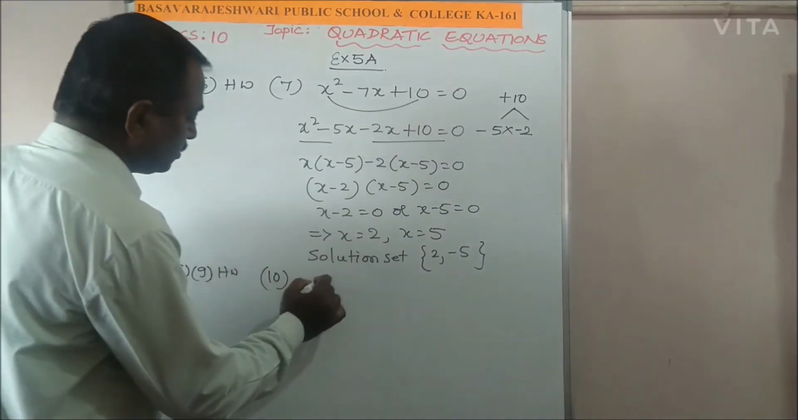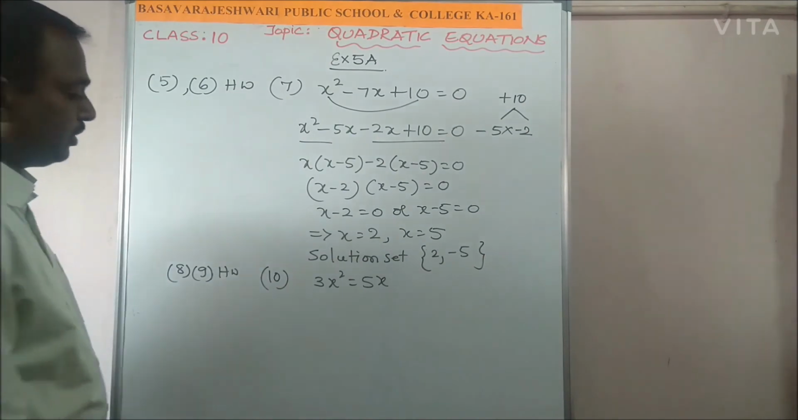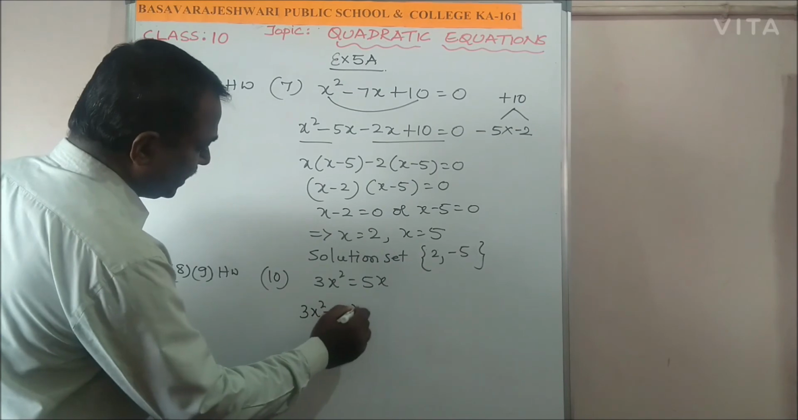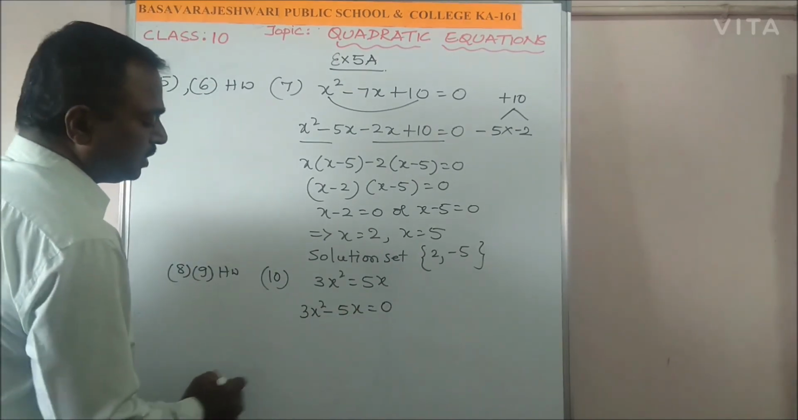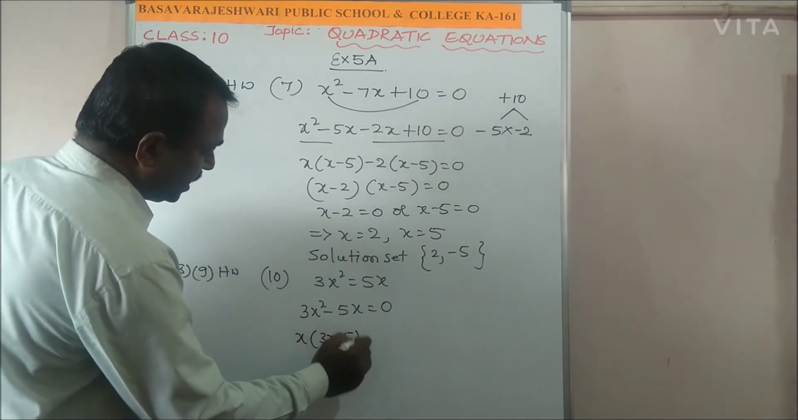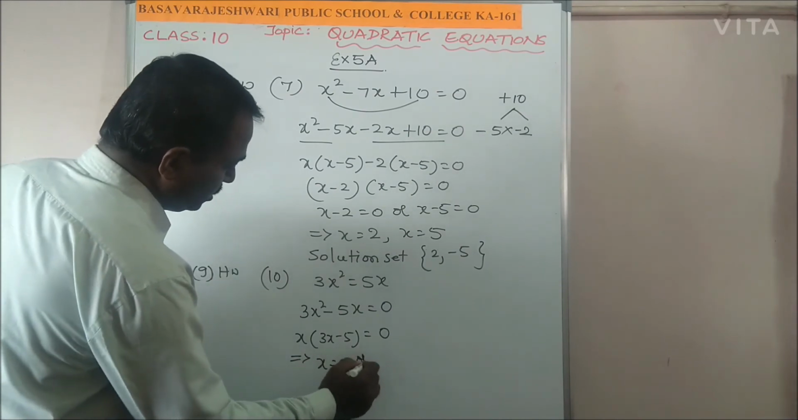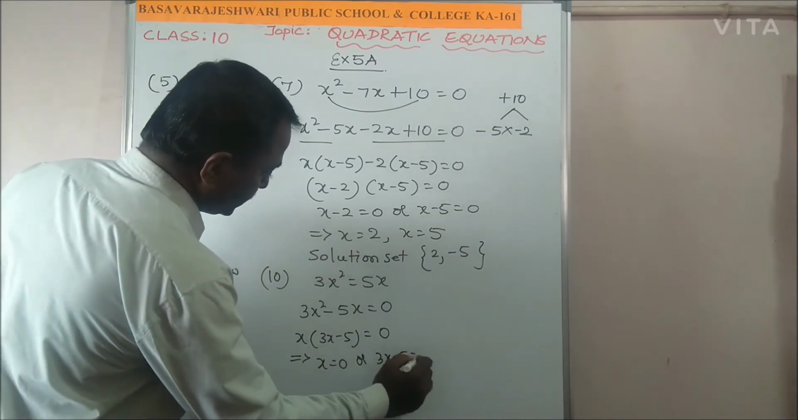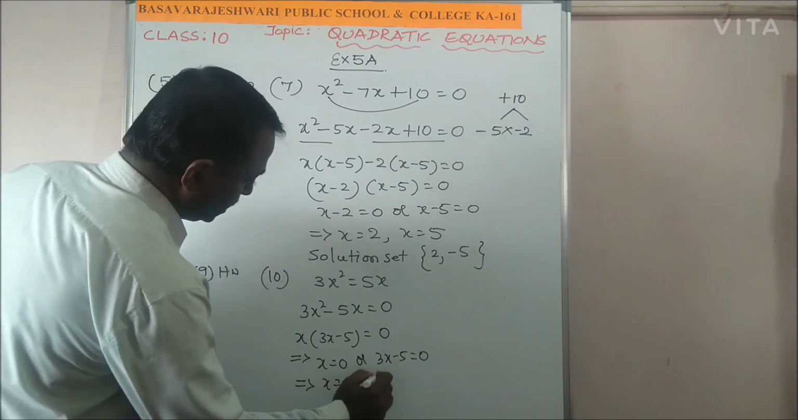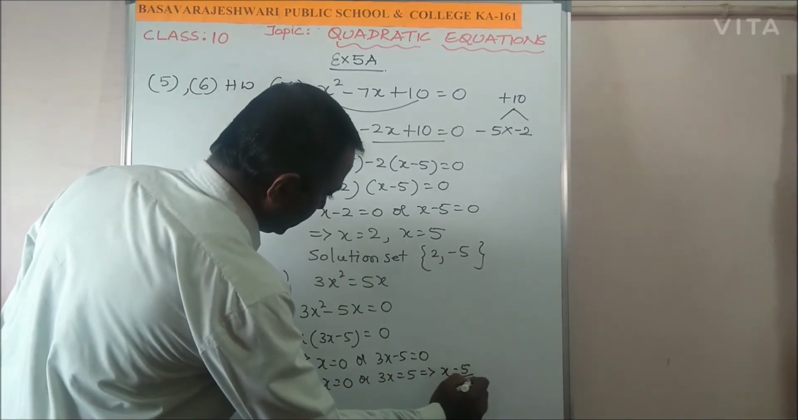3x square is equal to 5x. Bring it into standard form. 3x square minus 5x is equal to 0. What is common here? X is common. x into 3x minus 5 is equal to 0. This implies zero product rule. x is equal to 0 or 3x minus 5 is equal to 0. This implies x is equal to 0 or 3x is equal to 5. This implies x is equal to 5 by 3.